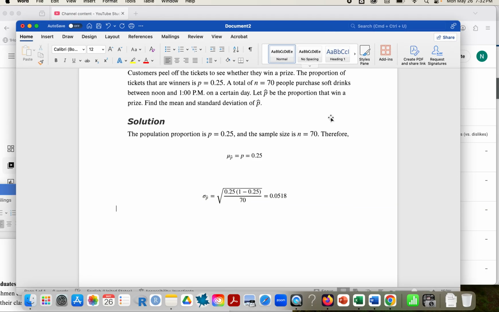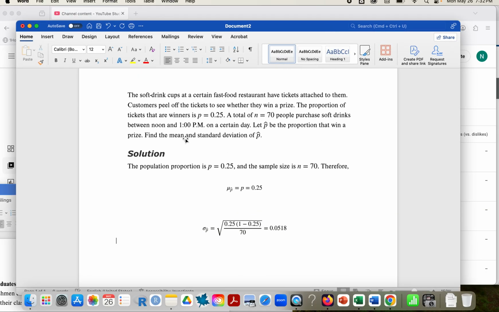Let me bring this forward. First of all, just as an example, the soft drink cups at a certain fast food restaurant have tickets attached to them. Customers peel off the tickets to see whether they win a prize. The proportion of tickets that are winners is 0.25, and a total of 70 people purchase soft drinks between noon and 1 p.m. on a certain day. Let P hat be the proportion that win a prize. Find the mean and the standard deviation of P hat.